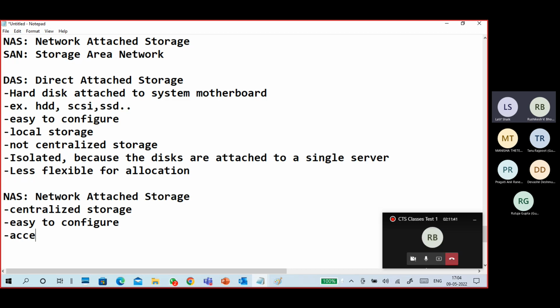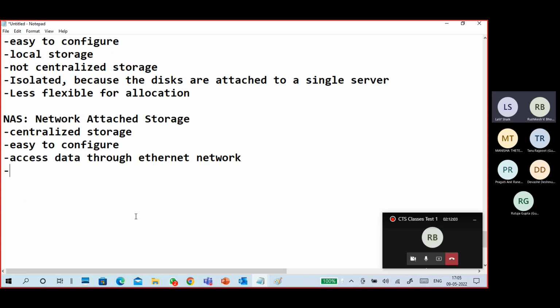We access data through network share protocols over the Ethernet network. We don't use fiber optics here; fiber optics come under the next one. So we use network share protocols like NFS and CIFS to access the data.